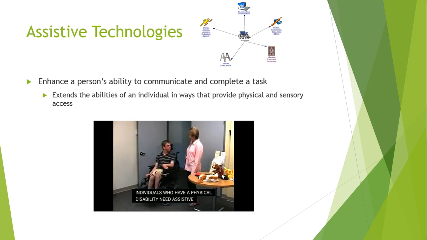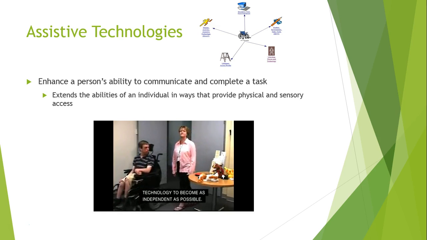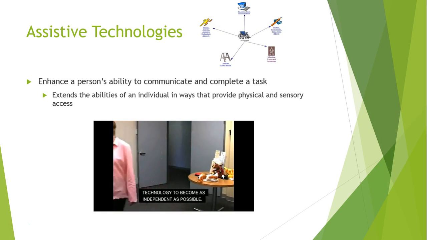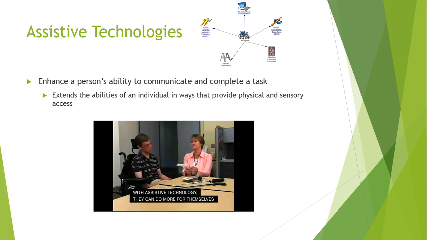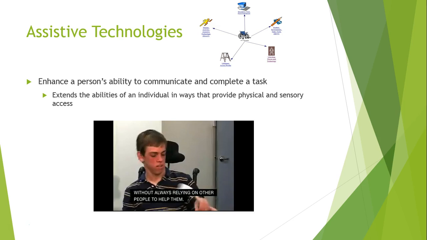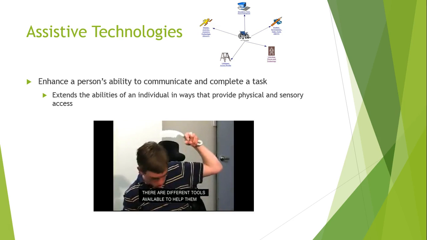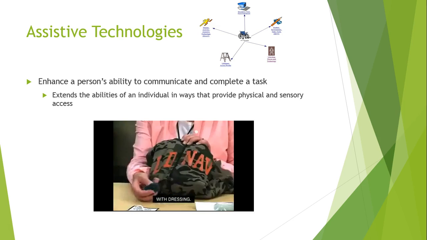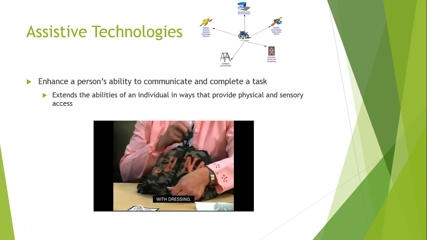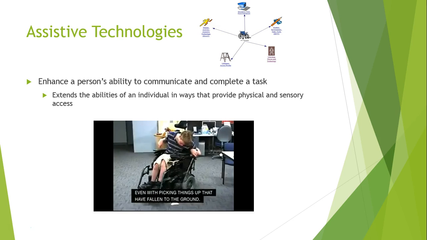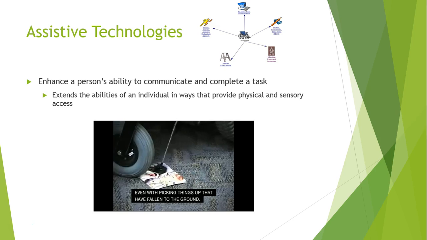Individuals who have a physical disability need assistive technology to become as independent as possible. With assistive technology, they can do more for themselves without always relying on other people to help them. There are different tools available to help them with dressing, even with picking things up that have fallen to the ground.